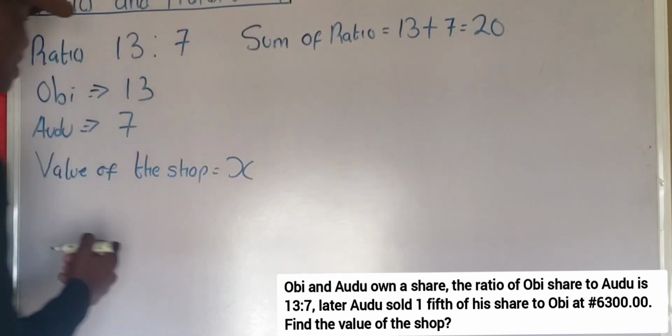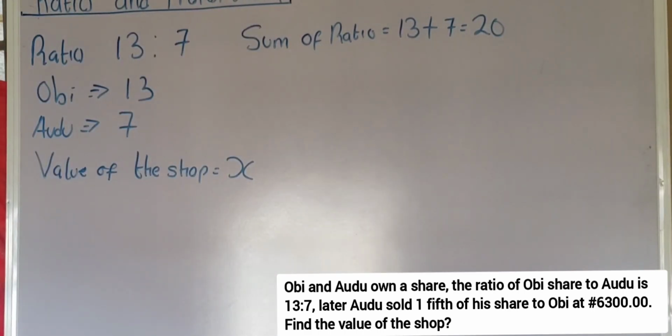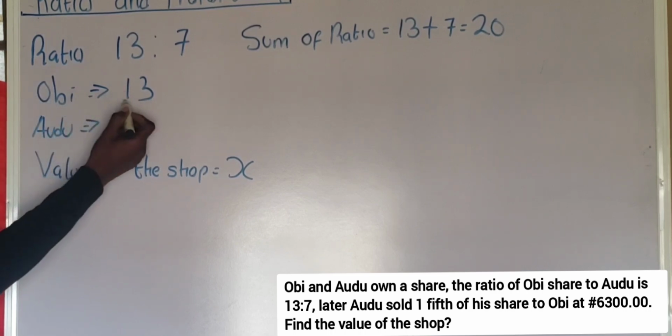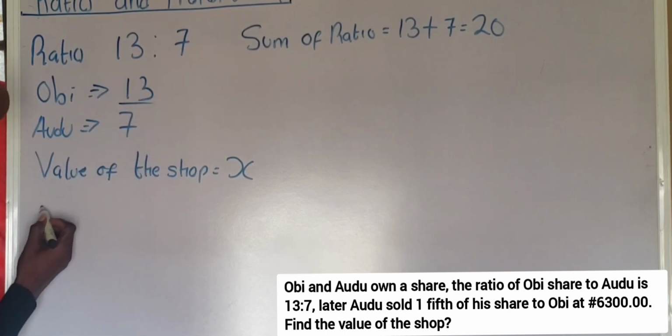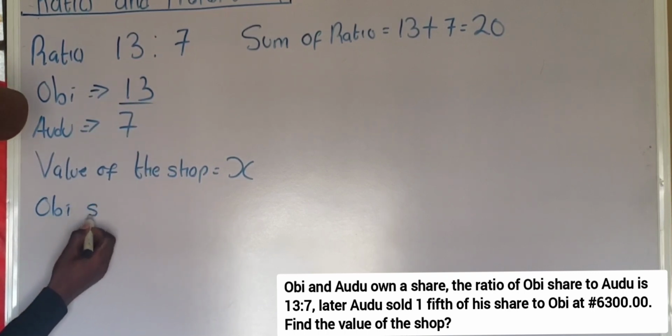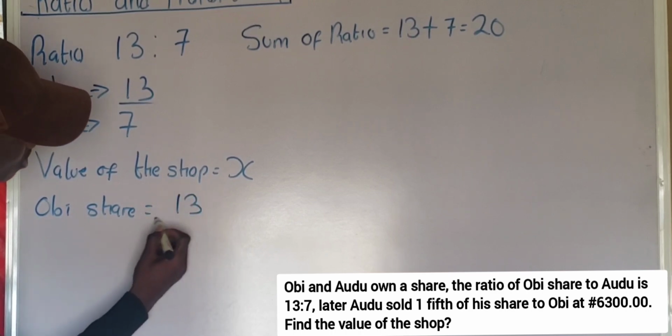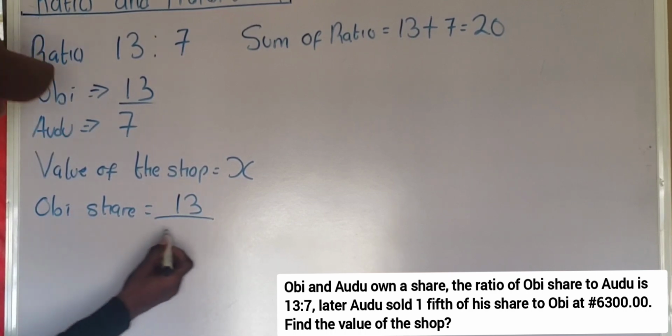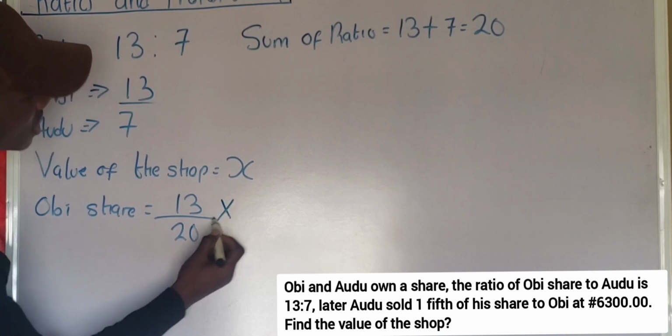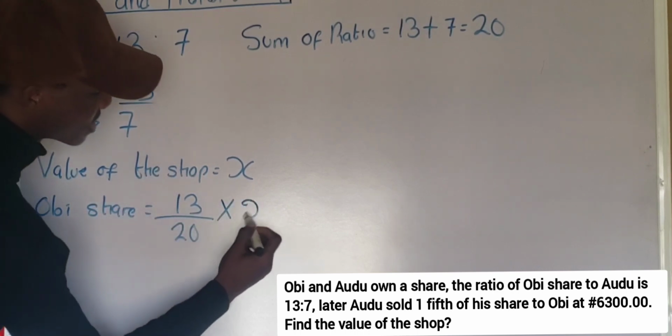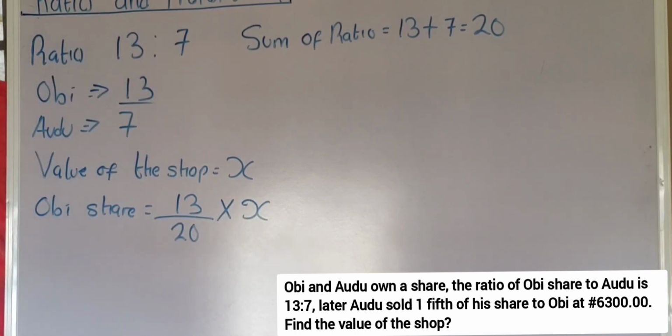Do you understand? Now, having known the sum of the ratio, let's determine the individual share. Obi's share will be the ratio of Obi, that is 13, all over the sum of the ratio, which is 20, multiplied by the value of the shop, which is x. I'm very sure you understood how I got this.